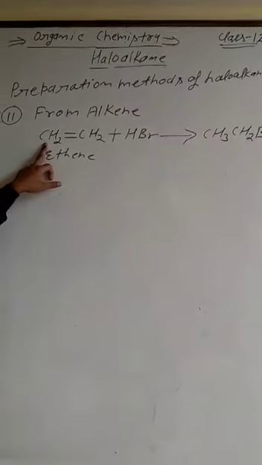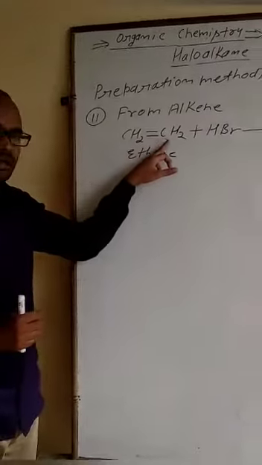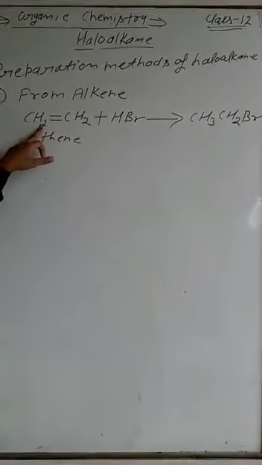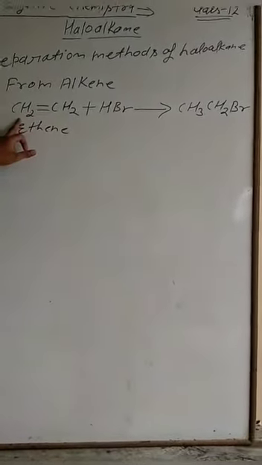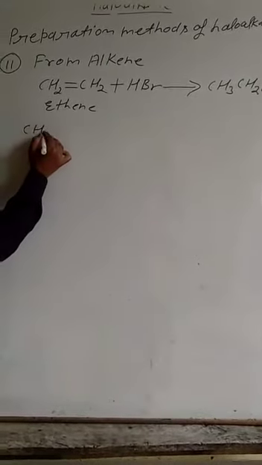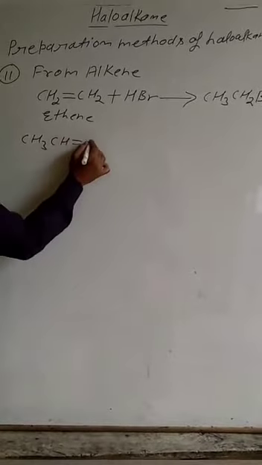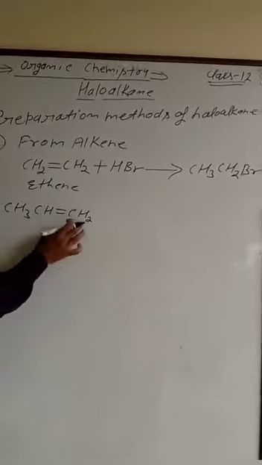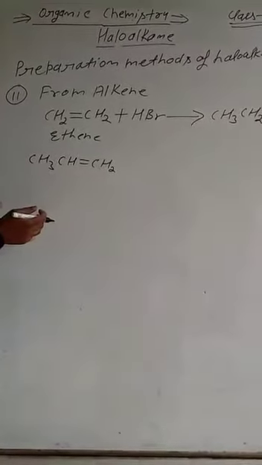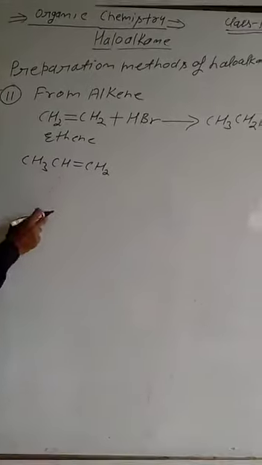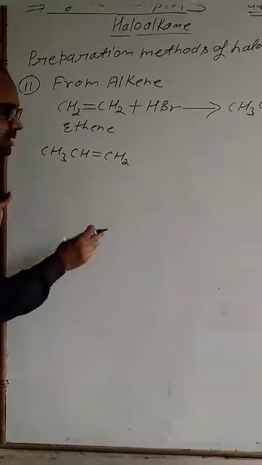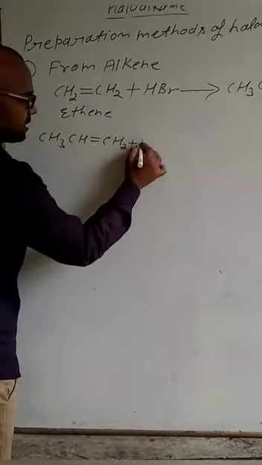What are symmetrical and unsymmetrical hydrocarbons? A symmetrical hydrocarbon has the same number of the same atoms on both sides. But if both sides are different, a different number of atoms on both sides is called an unsymmetrical hydrocarbon.